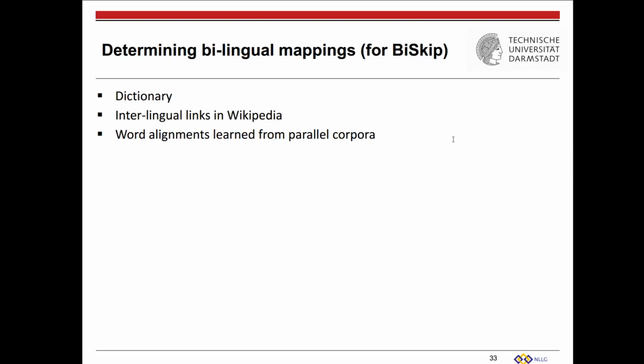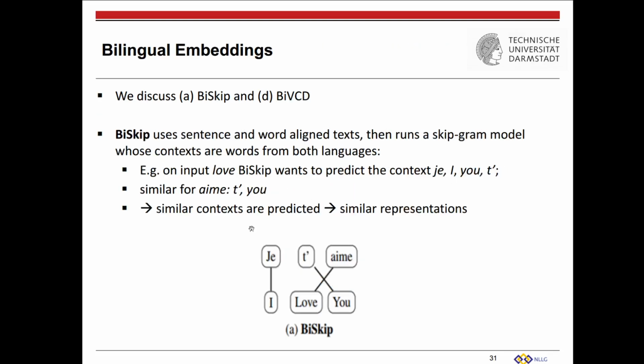And then another question is, where do we actually get the bilingual mappings from? For this BiSkip model, we said we need these bilingual mappings. So we need to know that je and I are aligned, that love and am are aligned. So how do we know that these alignments hold?